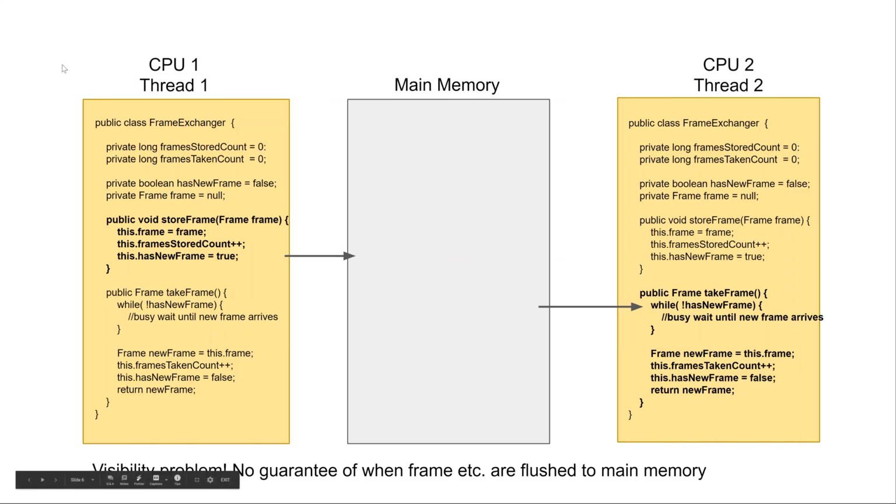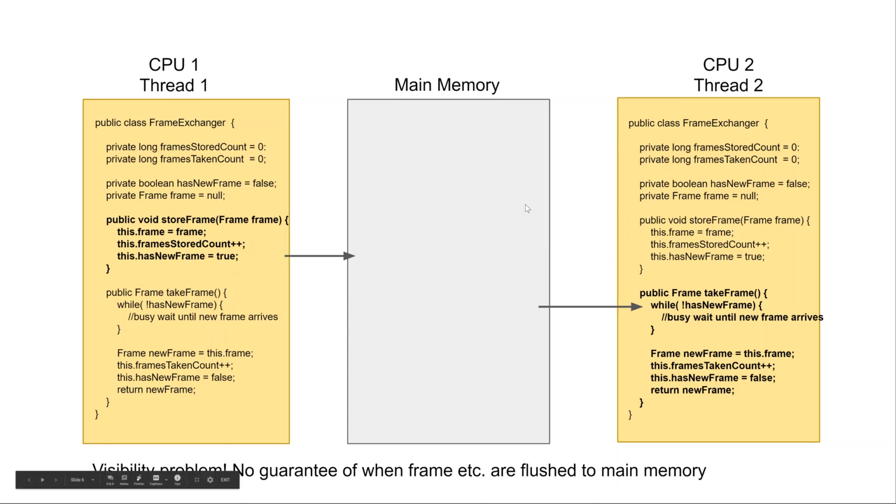As explained earlier, the intention is that thread 1 calls storeFrame, providing a frame as parameter to the storeFrame method, and this frame then gets stored internally in the shared FrameExchanger instance. And thread 2 then calls takeFrame and takes this newly produced frame and draws it on the screen.